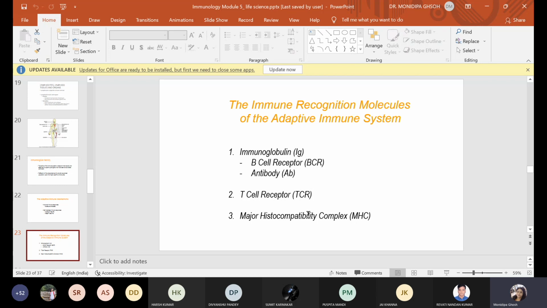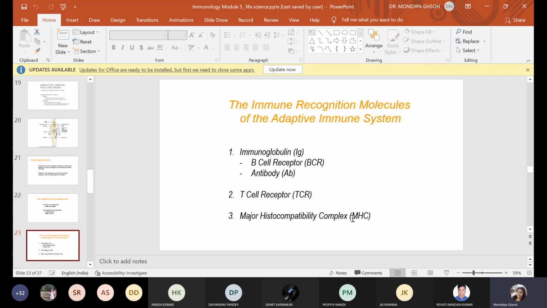The host cell expresses some specific receptors called the B cell receptor or BCR. Antibodies also act as receptors, and there is the T cell receptor on the T cell and the major histocompatibility complex, another polymorphic gene-derived protein, which are responsible for recognition of the epitopes of the antigen.